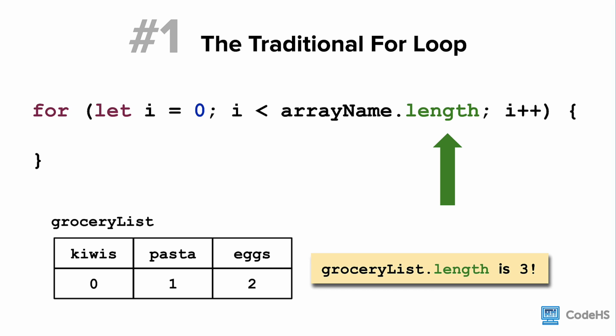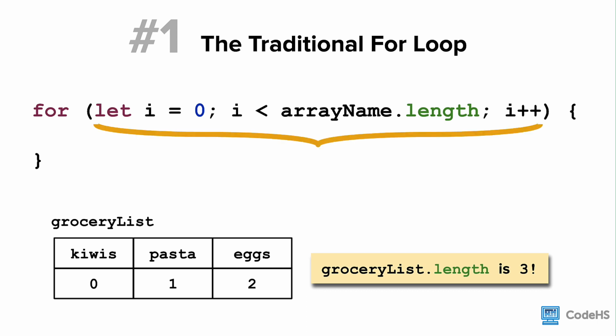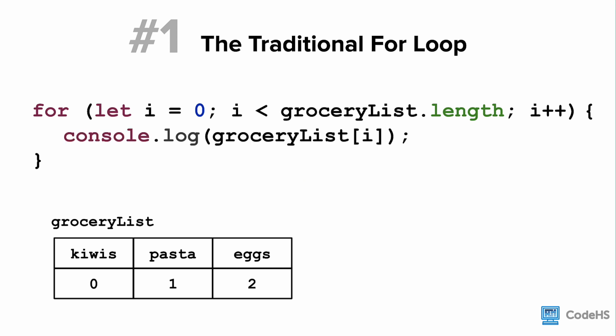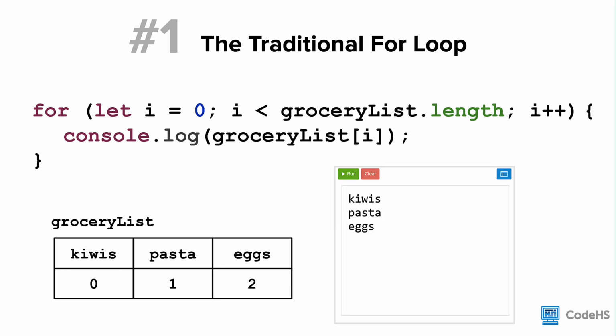This is important because if we look at the iterating variable i in the for loop, it also starts at 0 and will increase until one less than the array's length. So for the grocery list, the variable i will equal 0, 1, and 2. This means we can easily use i as the array index for each iteration of the loop to access each element in the array. For example, adding a print line that prints the element of the array at index i will result in kiwis, pasta, and eggs, each printed on a new line.